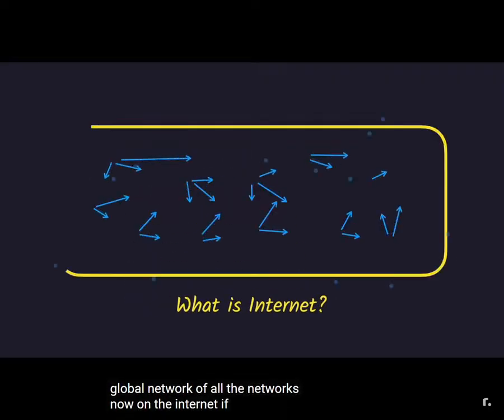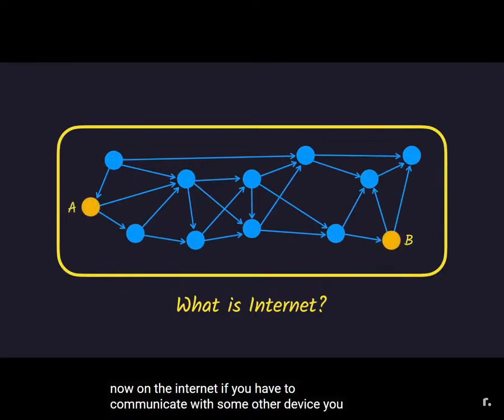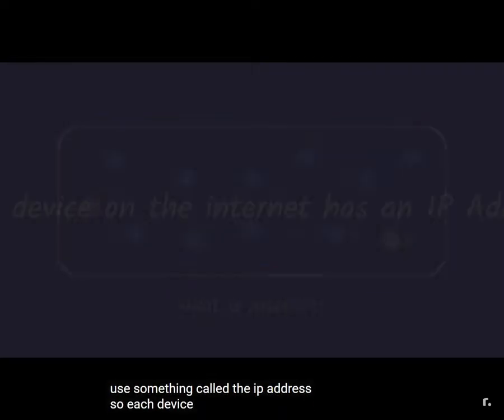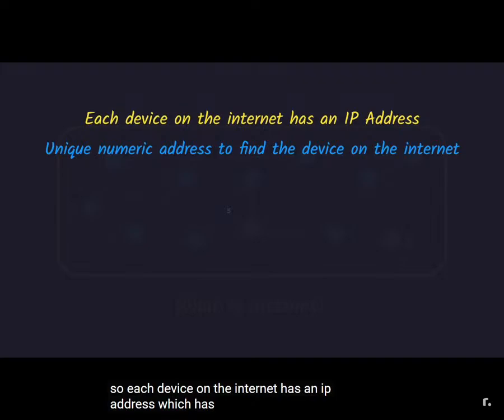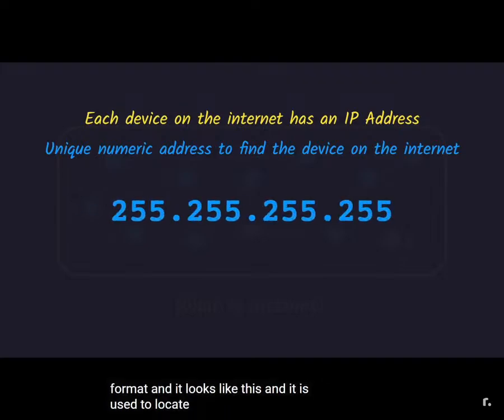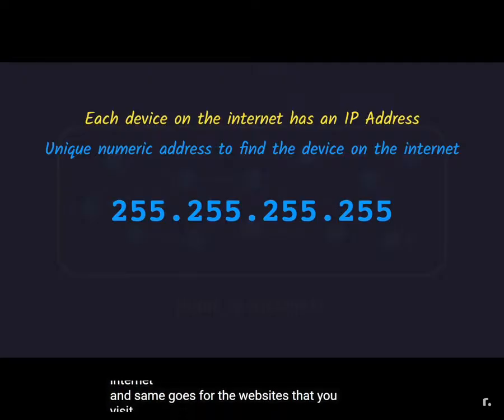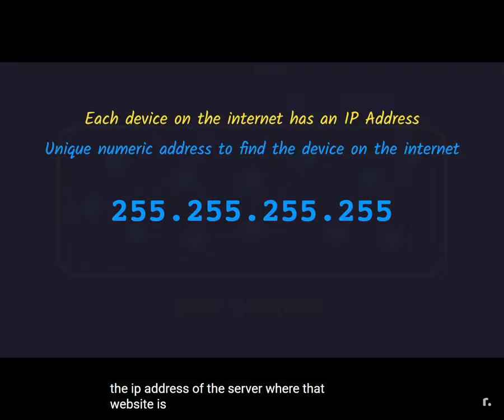Now on the internet, if you have to communicate with some other device, you need to know how to find it. To find the device on the internet, we use something called the IP address. So each device on the internet has an IP address which has a numeric format, and it looks like this, and it is used to locate that device on the internet. And same goes for the websites that you visit on the internet. The IP address of the server where that website is hosted is used to load the website in the browser.